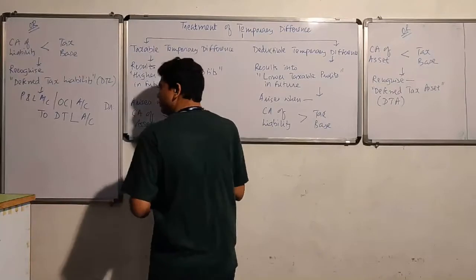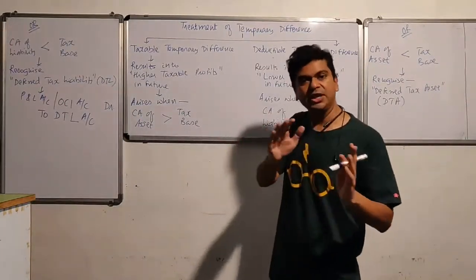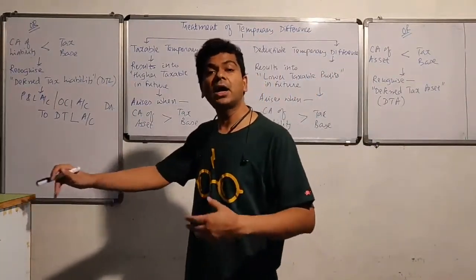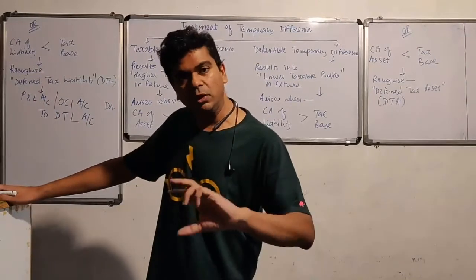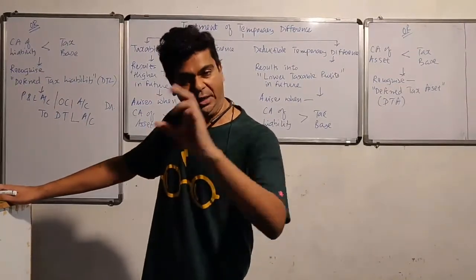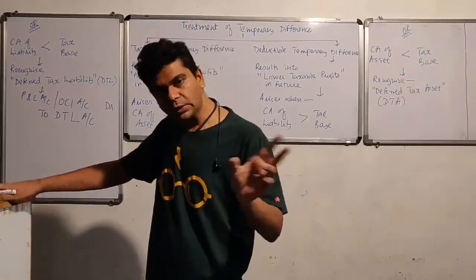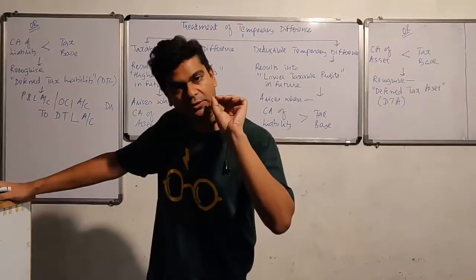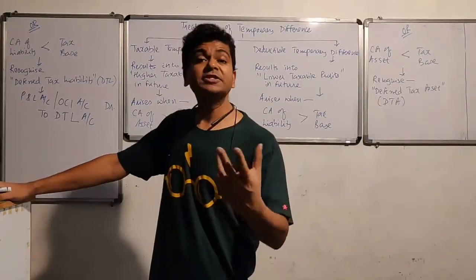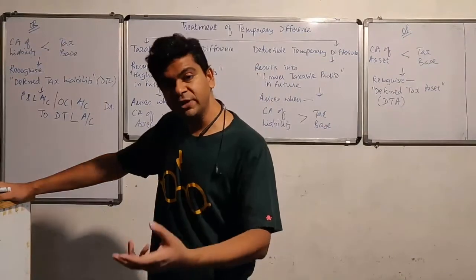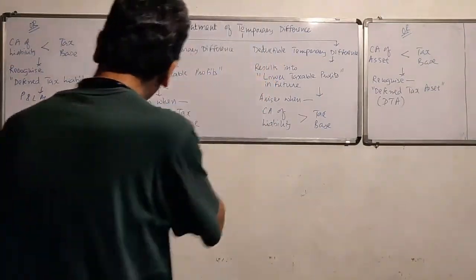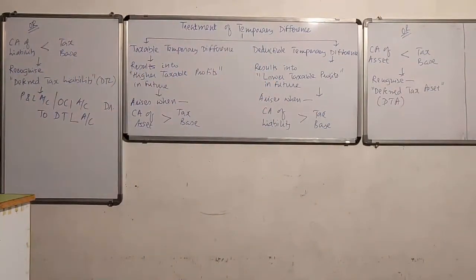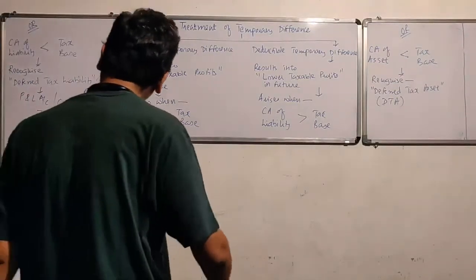So either it will be profit and loss account debit to DTL or it will be OCI account debit to DTL. So DTL of course will be credited, but P&L or OCI, any one will be selected and that is going to be debited. If it is an item which is to be considered in profit and loss, then I will debit P&L. And if you are recognizing DTL on an item which is usually shown in other comprehensive income, then the other comprehensive income account is required to be debited.